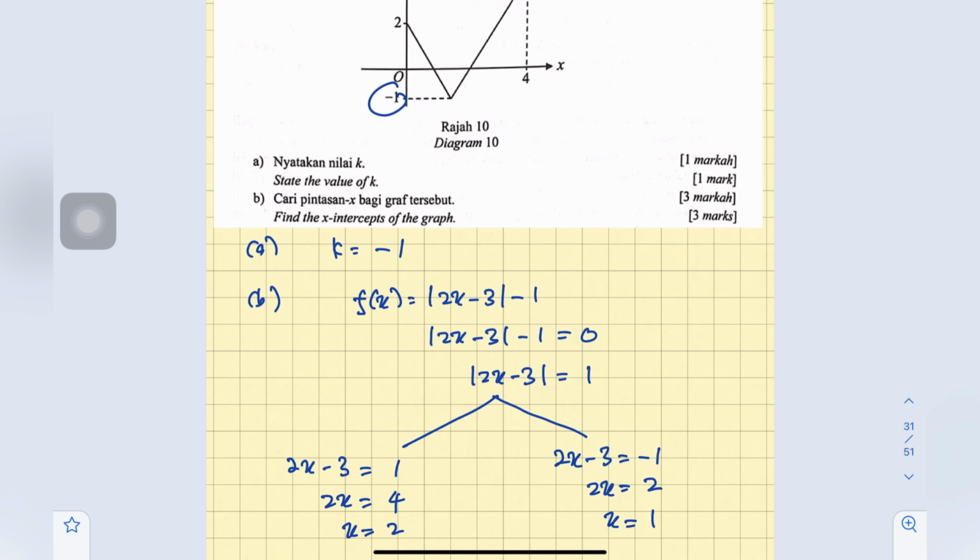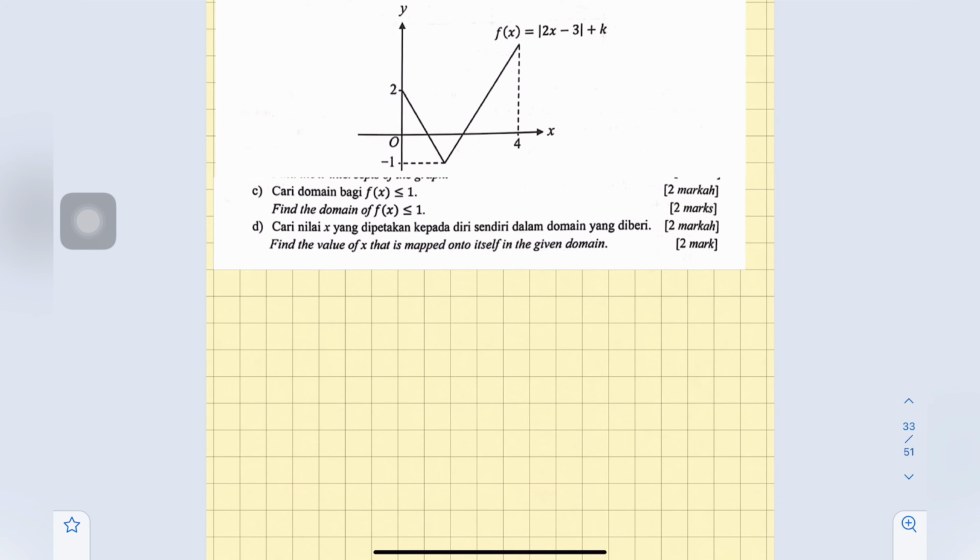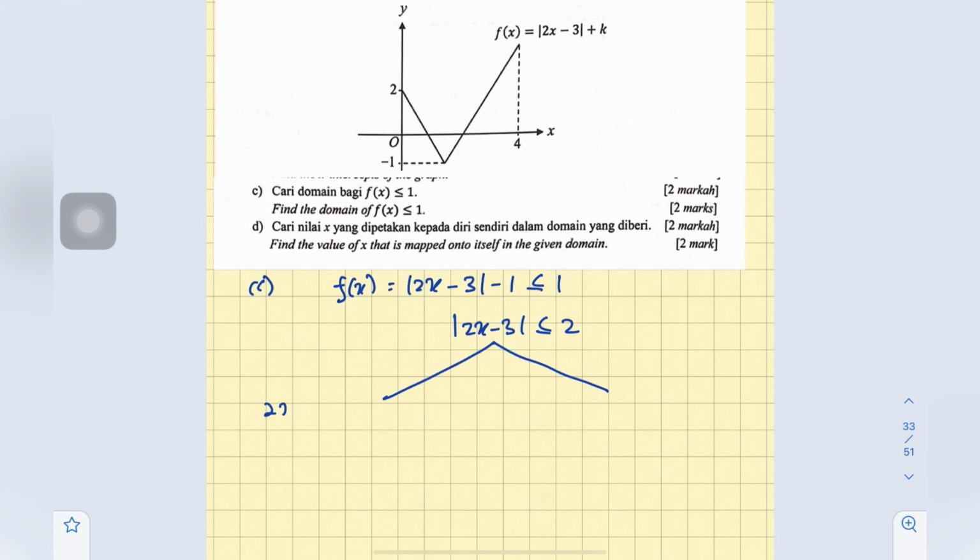Kalau tengok graph tu pun ada 2 x-intercept. C, find the domain of f(x) less than or equal to 1. So f(x) equals modulus 2x minus 3 minus 1, less than or equal to 1. So modulus 2x minus 3 less than or equal to 2. So same, we need to separate into 2. 2x minus 3 is less than or equal to 2. So 2x less than or equal to 5. x less than or equal to 5 over 2.